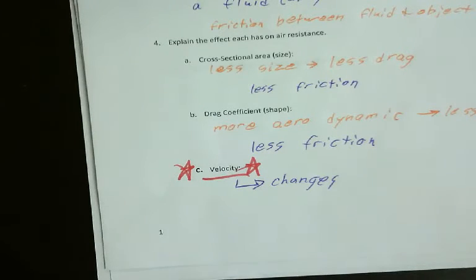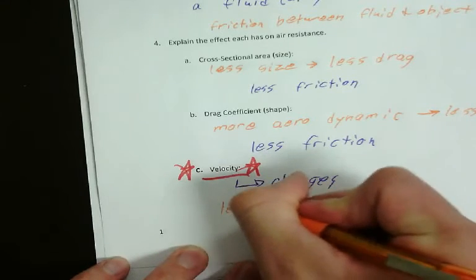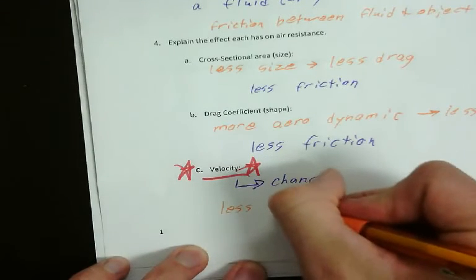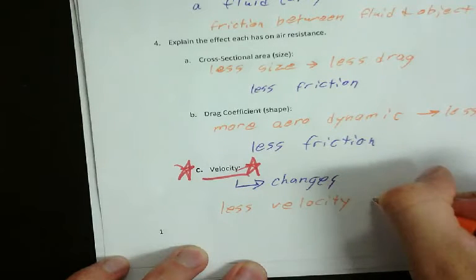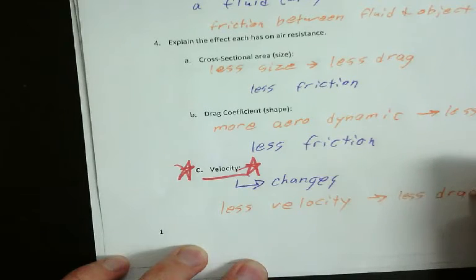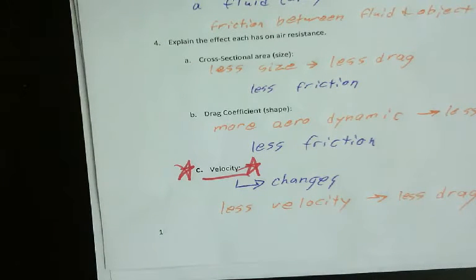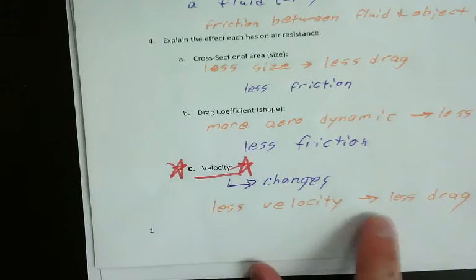And here's the effect. So more velocity is more drag. So the faster you go, the more air resistance. So if you go fast, you increase your air resistance.